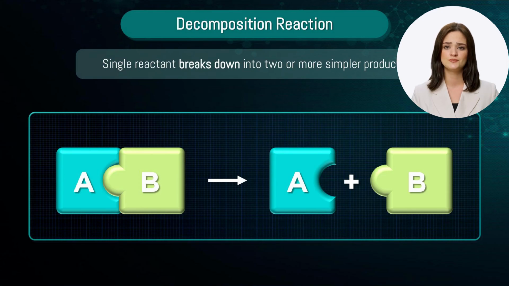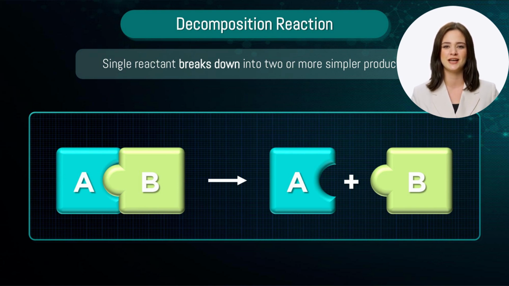Decomposition reactions involve a single reactant breaking down into two or more simpler products. This process can be represented as AB gives A plus B, where AB is the original compound, and A and B are the resulting simpler substances. These reactions are fundamental in understanding chemical processes and transformations.